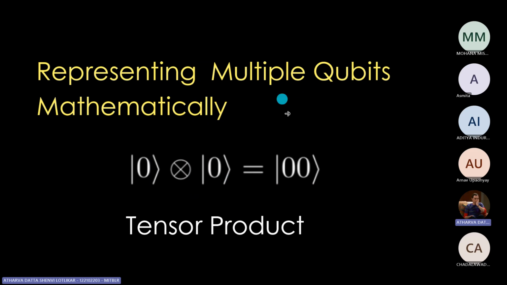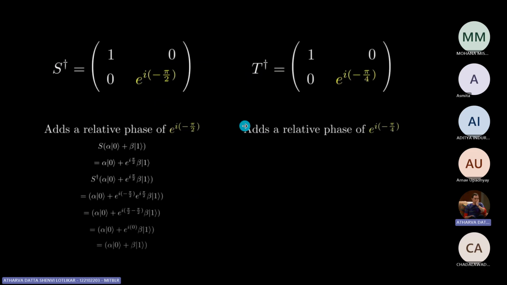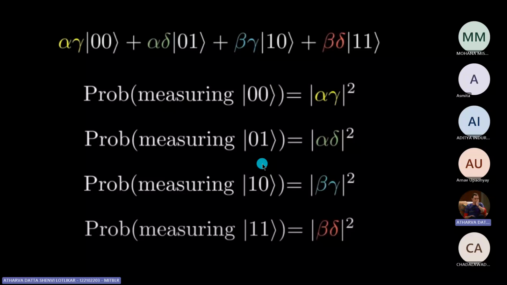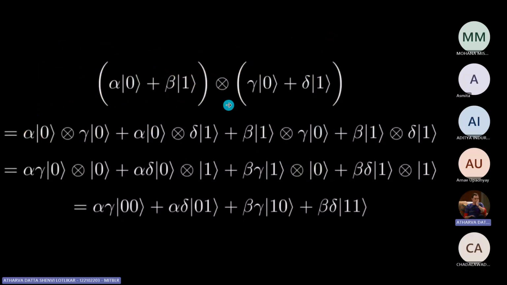Okay, so another part is, till now we were dealing with one qubit. So what if you get two qubits? Here something called the tensor product comes into the picture. If you have the zero ket vector and you take a tensor product of it, it's written in this format. If you have two vectors, one having coefficients alpha, beta, and one having gamma and delta.